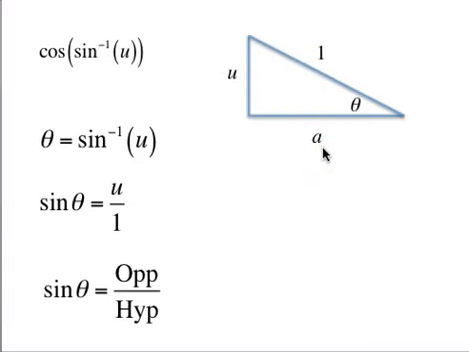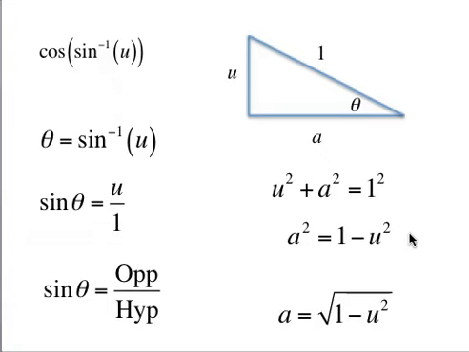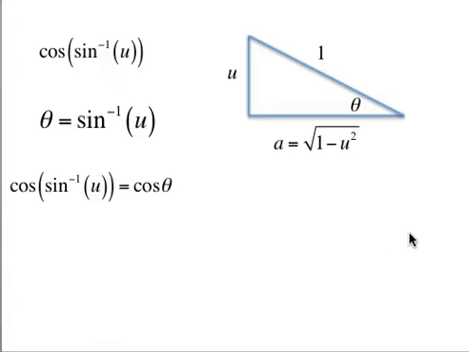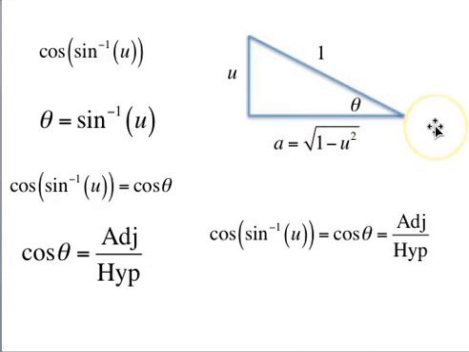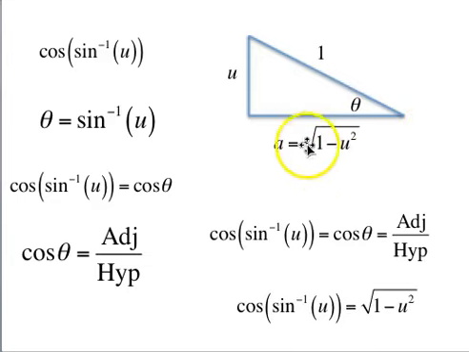Let's call this other side a. What do we know? u squared plus a squared is 1 squared, thanks to Pythagoras. So a squared is 1 minus u squared. a is the square root of 1 minus u squared. I want the cosine of the inverse sine of u, which according to this is just the cosine of theta. But what do we know about cosine? Cosine is adjacent over hypotenuse. So the cosine of theta will be this a, root 1 minus u squared divided by 1. So indeed, adjacent over hypotenuse is just root 1 minus u squared. That will be the cos of the inverse sine of u, and that will conclude this lesson.